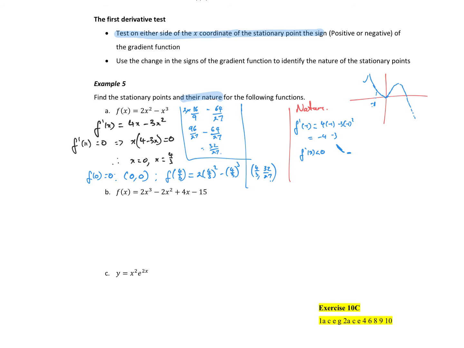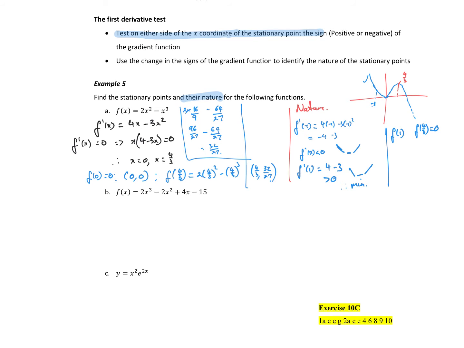So what we need to do is pick another value just to the right of that turning point. Given our other turning point is at 4/3, I need to pick a number less than 4/3. So if I pick f dashed at 1, my derivative is equal to 4 minus 3, which is greater than 0. So I've got a negative gradient, 0 gradient, positive gradient, therefore I have a minimum value there.